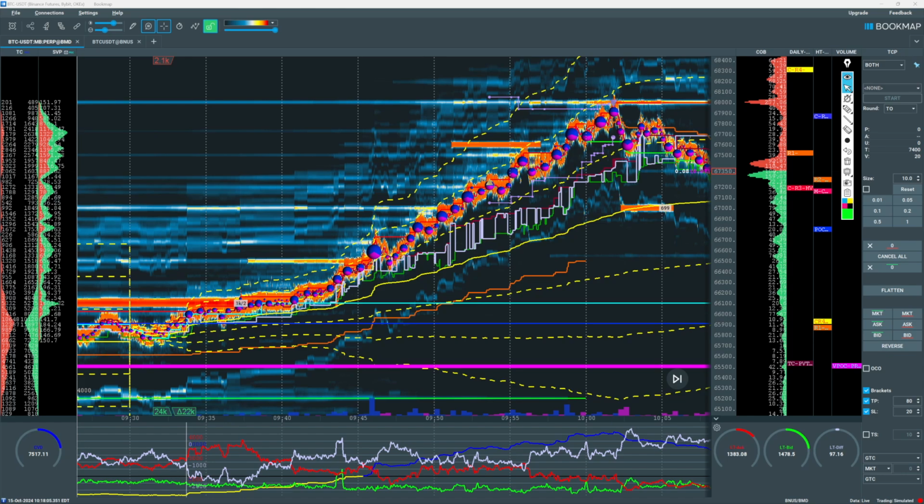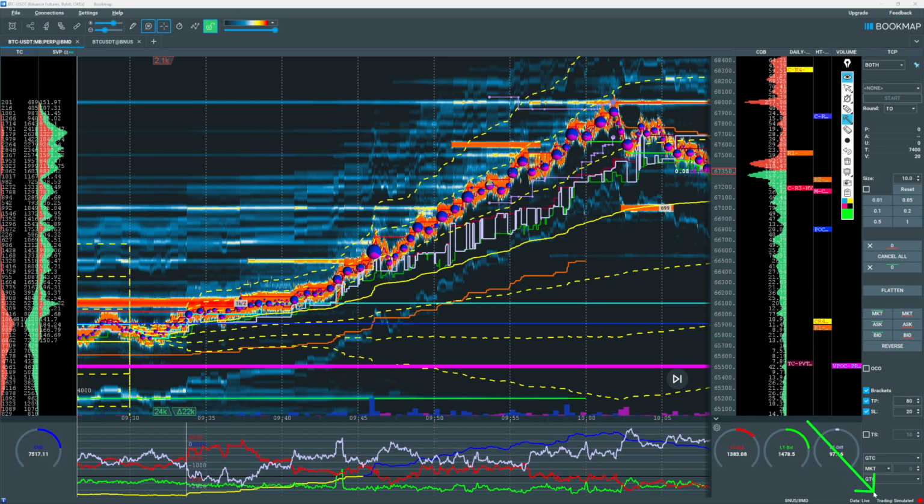Today is the 15th of October 2024. It's 12:28 p.m. Eastern Time. And I'm going to do a trade recap here I did on simulated trading on Bitcoin using Bookmap.